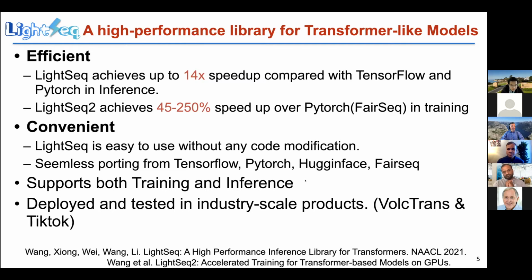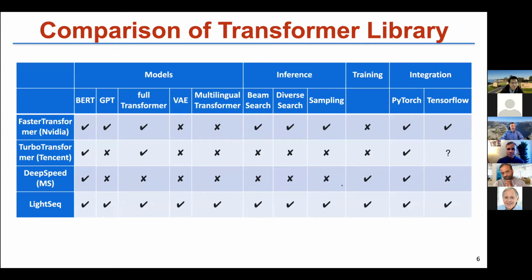It's also deployed in industry-scale products. It's already deployed in VolcTrans, and one of the clients of VolcTrans is TikTok. It's serving 1 billion customers every day. In comparison, I'm listing several libraries for transformer computation. They include one library from NVIDIA, FasterTransformer, one from Tencent, TurboTransformer, and one from Microsoft, DeepSpeed. They are designed for all different kinds of purposes.